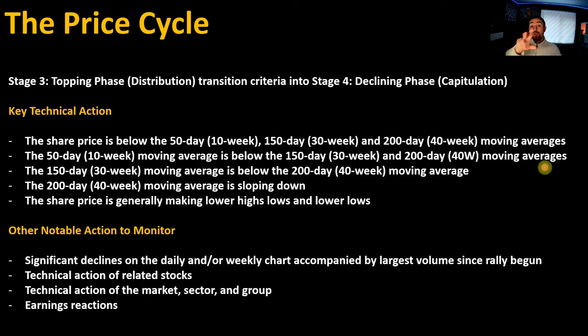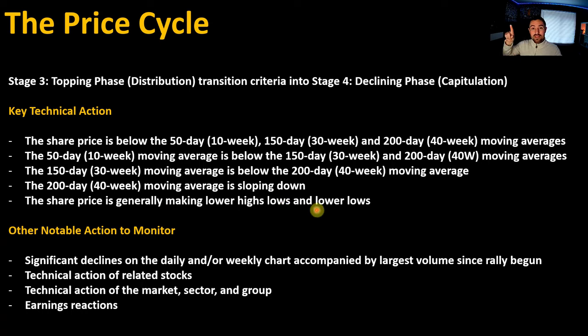So you're starting to get the moving averages rolling over. In an uptrend, you would like to see the 50 above the 150 above the 200, whereas in a stage four decline, you're often seeing the opposite. So the 50 is below the 150, the 150 is below the 200, and so on. The 150-day, 30-week moving average is below the 200-day, 40-week moving average. The 200-day, 40-week moving average is sloping down, so it's topped and rolling back over like this. The share price is generally making lower highs and lower lows.